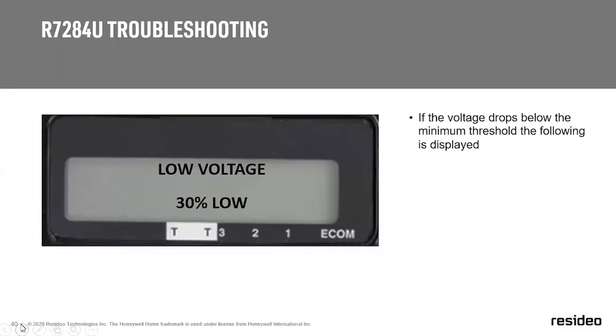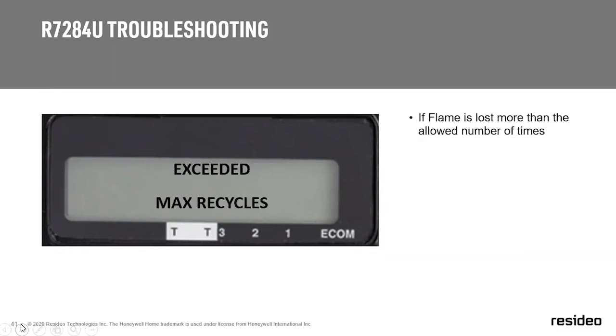Voltage, so it's got a little antenna. This is sometimes very helpful in remote properties that have some brownout issues or voltage issues. If the voltage drops below the minimum threshold, the following is displayed. See that a lot in remote areas trying to diagnose things.